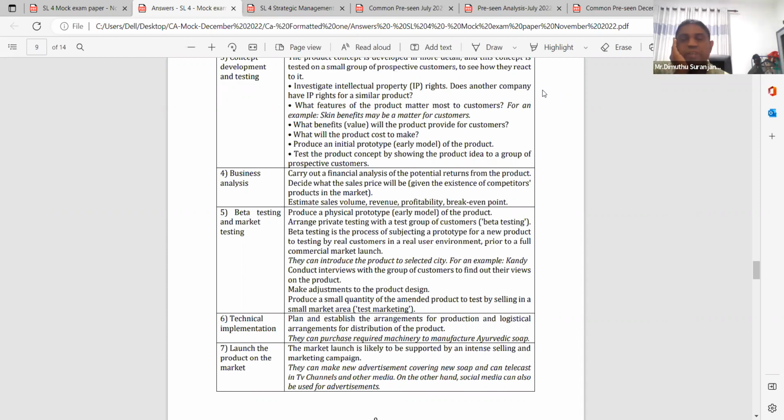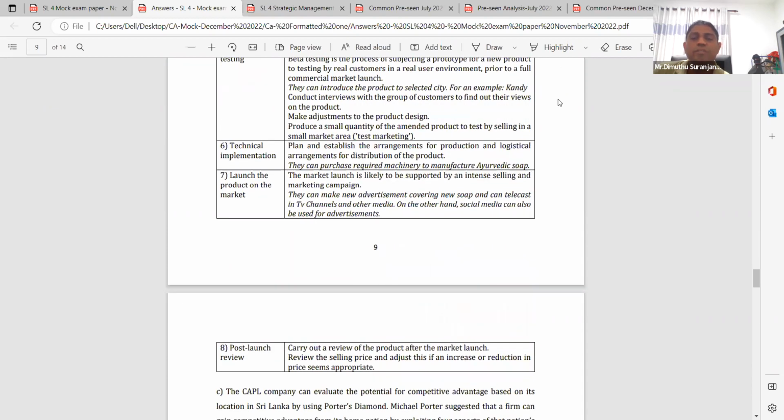So on technical implementation, what is happening? You plan and establish the arrangements for production and logistic arrangements for distribution of the products. Now you have all the arrangements, machinery, all things are there. Then finally you launch the product in the market. Normally it should be backed up with advertising, since customers do not know about this new product, to give them an idea. Then the post-launch review. After the launch, we check whether the product is successful or not. If required, some adjustments will be done, for example, changes to the prices. It is theory actually.